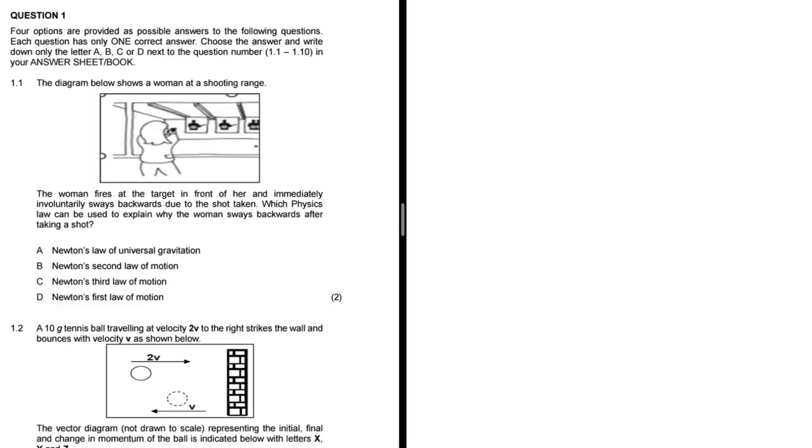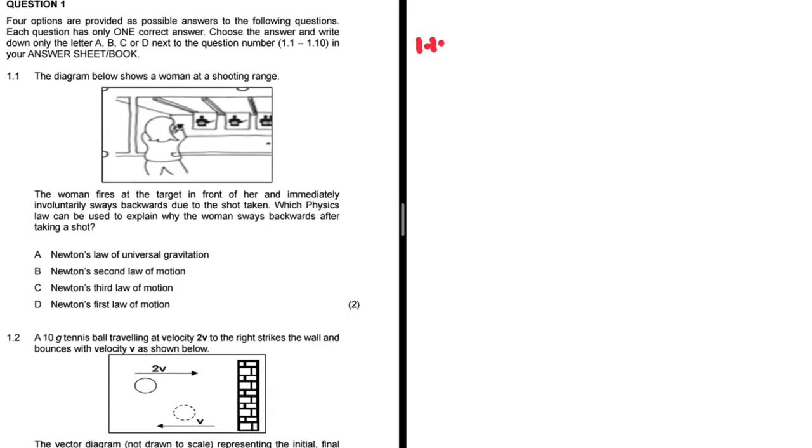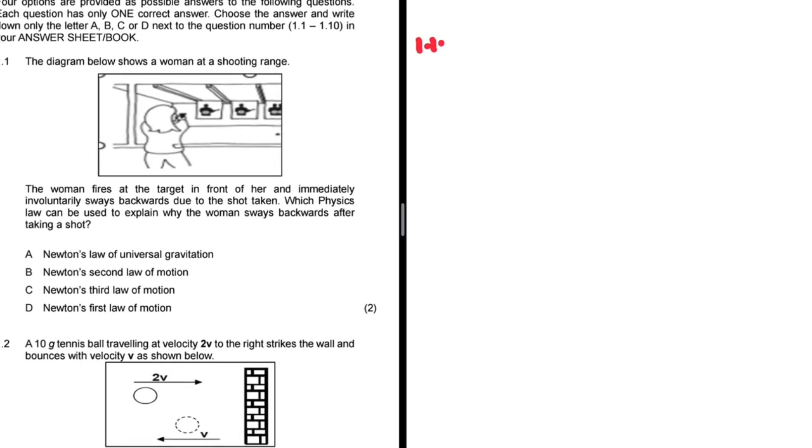This is March 2024 Common Test. Here we go. So let's go ahead and take a look at 1.1. The diagram below shows a woman at a shooting range. The woman fires at a target in front of her and immediately involuntarily sways backwards due to the shot taken. Which physics law can be used to explain why the woman sways backwards after taking a shot?